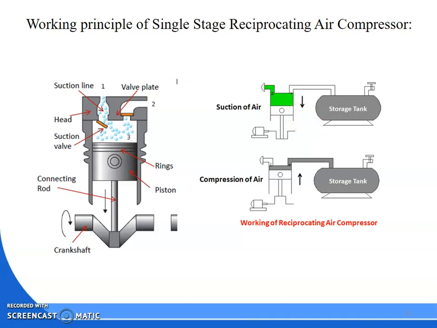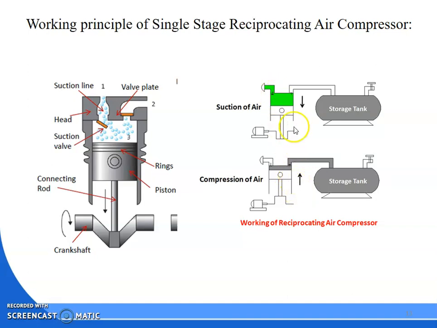Okay, next what will happen? That is your one stroke. Okay, in the second stroke, what will happen? In the second stroke, the piston will try to move from BDC to TDC, where you get the input from the motor. In the second stroke, what will happen when the piston starts to move from BDC to TDC? Then this suction valve will be closed and the piston will move upward.